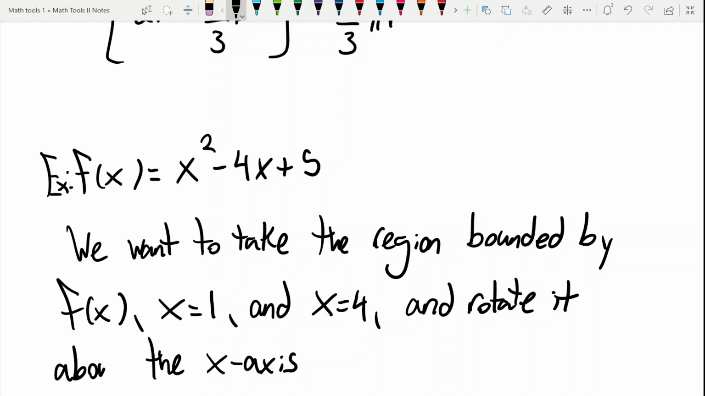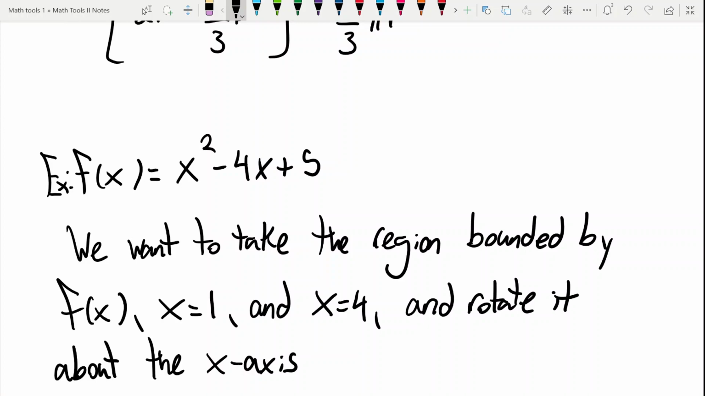Maybe that makes it more clear. So we want to take this region that will be bounded. This is a parabola that sits a little bit above the x-axis. We want to take this region and cut it off at x equals 1 and x equals 4, and then rotate it about the x-axis, and you make an object that way. Okay, so these can be a little tricky to visualize.